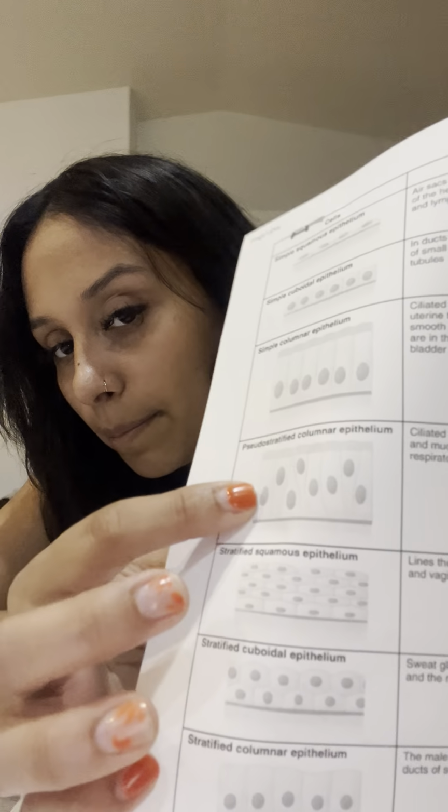Next, I have pseudostratified epithelium. Single layer of cells of varying heights, appearing as multiple layers. I was also able to see what they meant by that right here. Function: secretion and absorption. Example: lining of trachea.